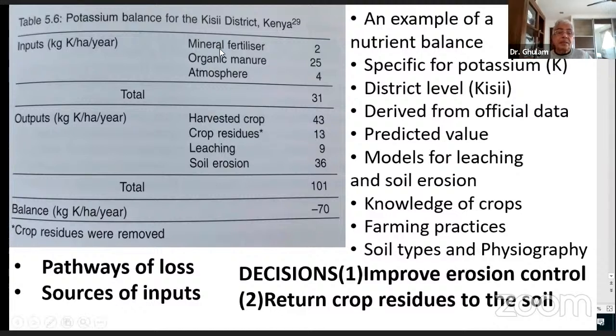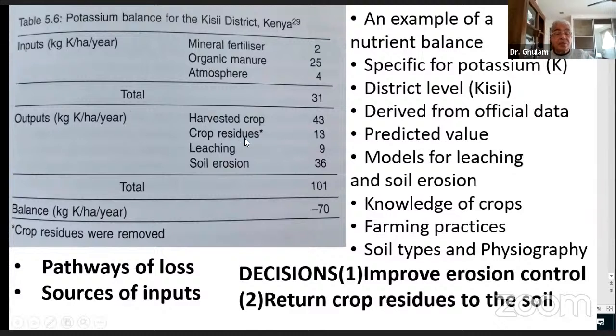And he broke up into mineral fertilizer, manure, and atmosphere. He found that in that particular district, the main input is from manure. That means animal waste. And there's some from fertilizer, not very much, and some from the atmosphere. So the inputs he totaled up to be 31 kilograms of potassium per hectare per year.